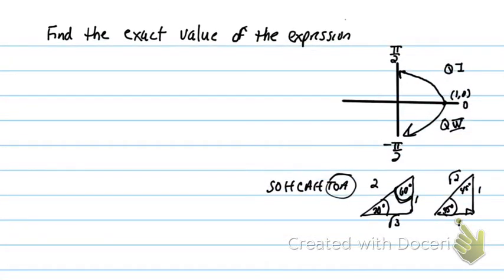All right, let me copy all this over. Let's do a few more. So same thing, find the exact value of the expression. Let's look at number 22. We have the inverse tangent of the square root of 3 over 3.